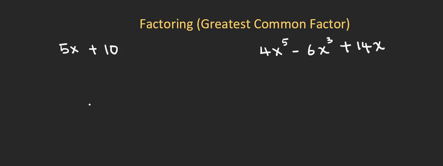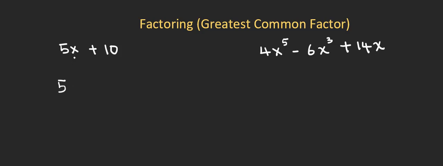In this video, we're going to talk about factoring by taking our greatest common factor. So let's take a look at the first example. You have 5x plus 10. What is the greatest common factor of 5 and 10? That's 5.